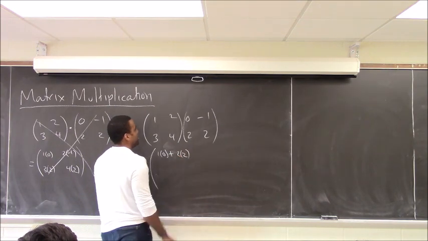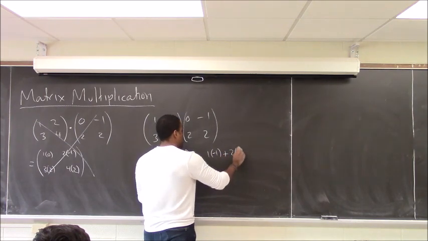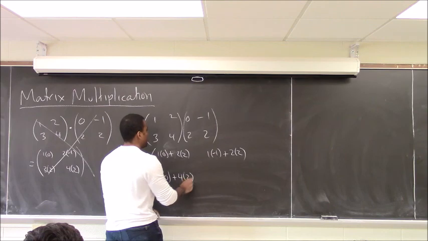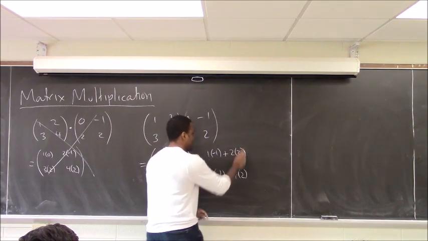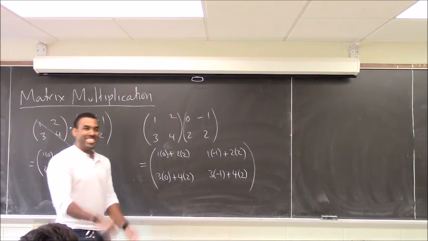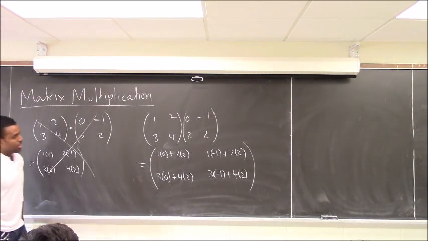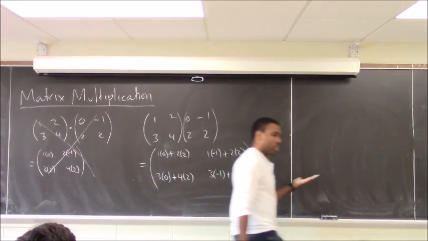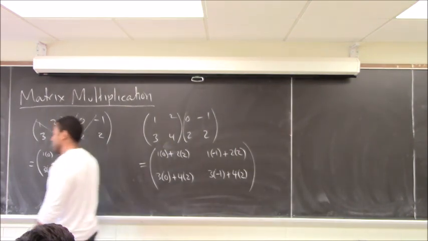1 times minus 1 plus 2 times 2. And this would be 3 times 0 plus 4 times 2. And this would be 3 times minus 1 plus 4 times 2. Are you confused? Yeah, like why would this be the way to do it? But that's actually the way to do it. Now let's try to figure out what the heck happened here. I'm not sure I'll talk about what this means. Maybe next time. I don't know.